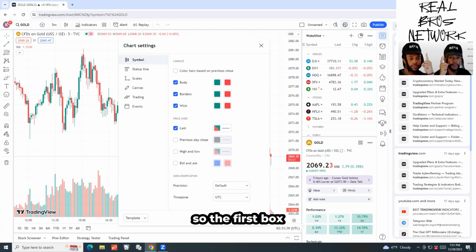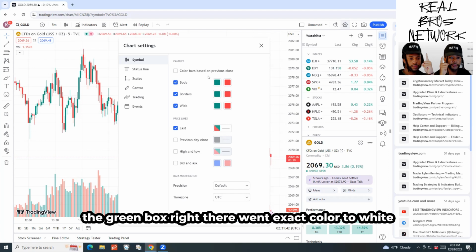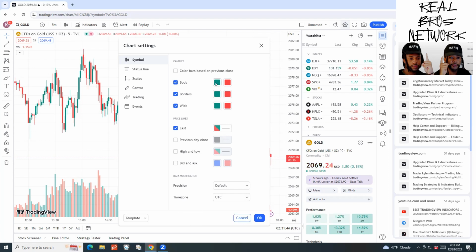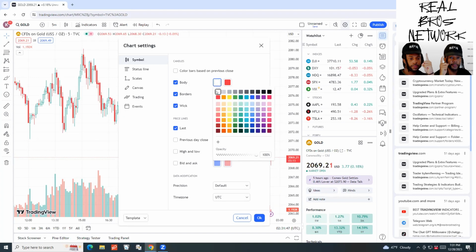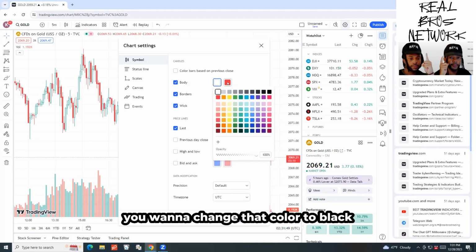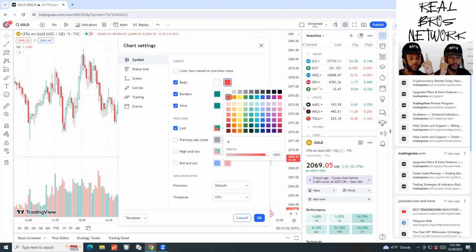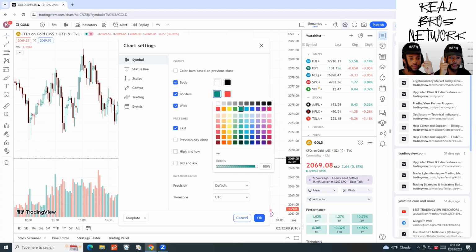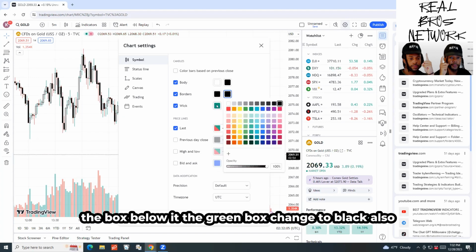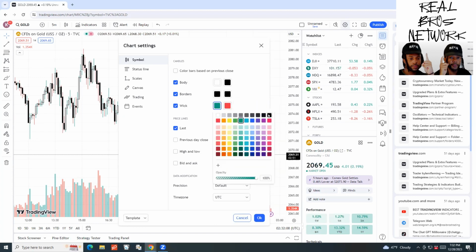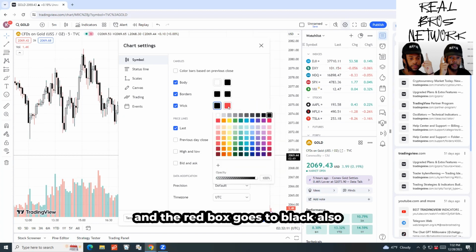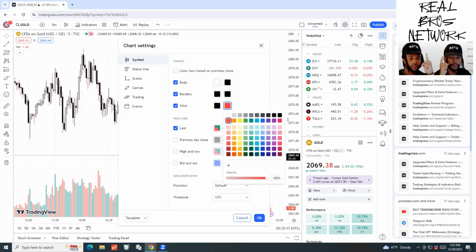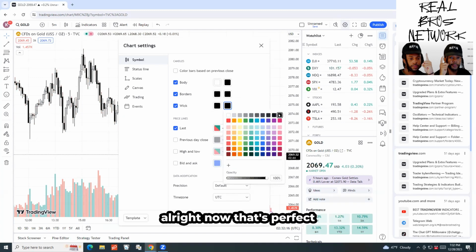The first box, the green box right there, you want to change that color to white. The second box right next to it, change that color to black. Now the green box below it, change that to black. The red box next to it, change to black. The box below it, the green box, change to black also. And the red box goes to black also. All right, now that's perfect.